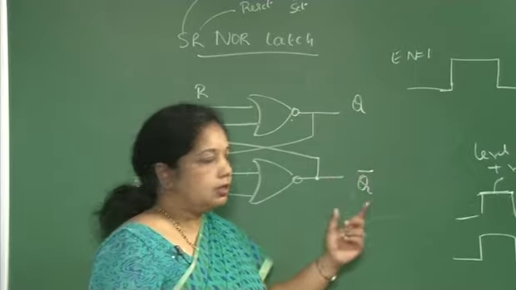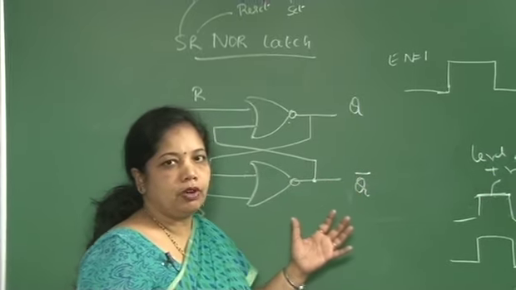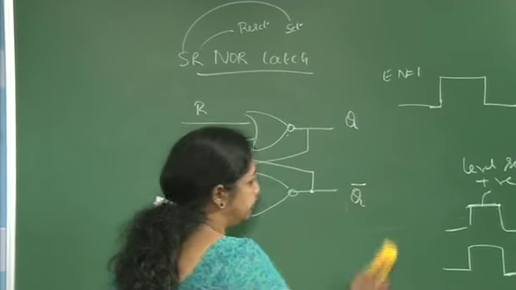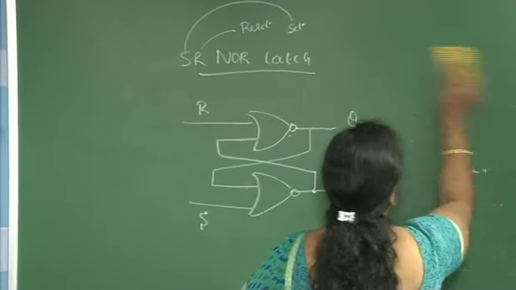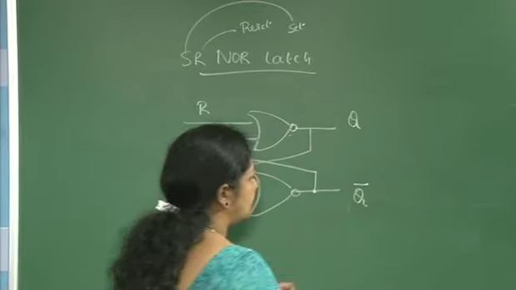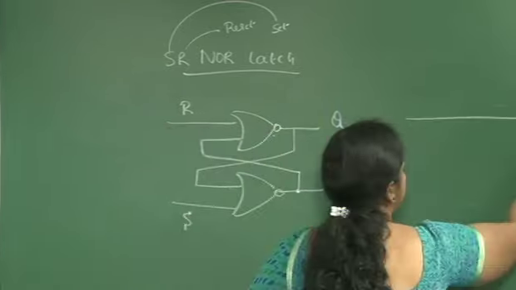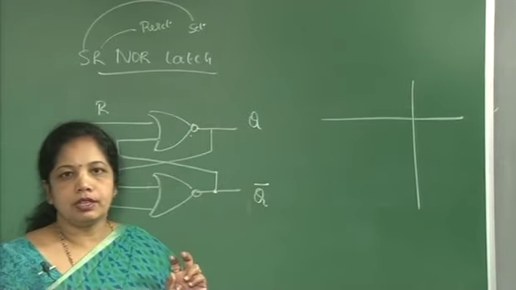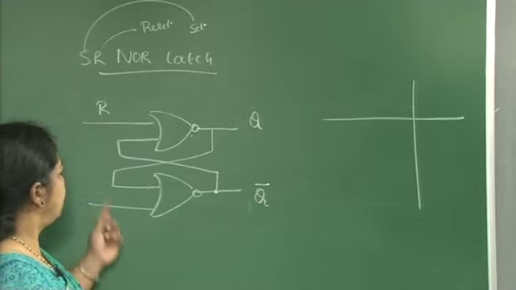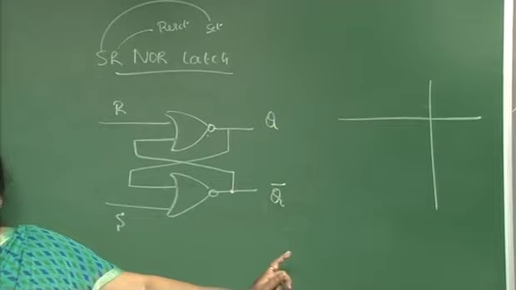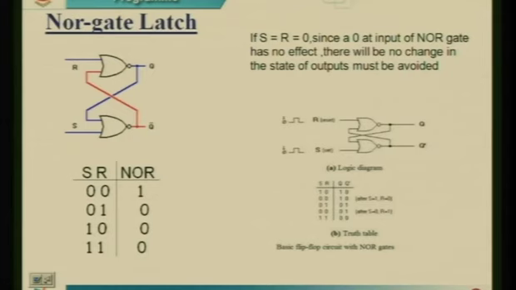So, let us discuss how this latch responds with respect to the signal applied. Before discussing this, since we have 2 inputs, we will have 4 combinations. Let us now discuss one by one how exactly this works.